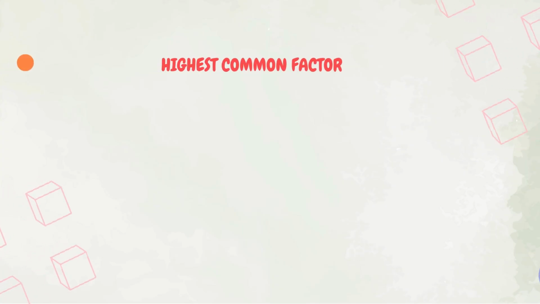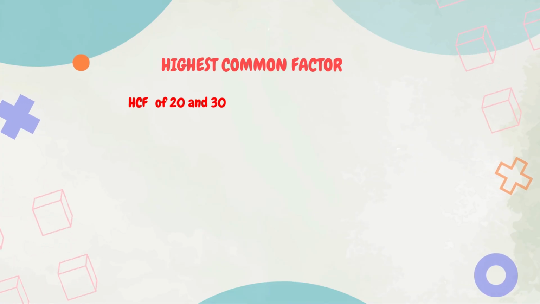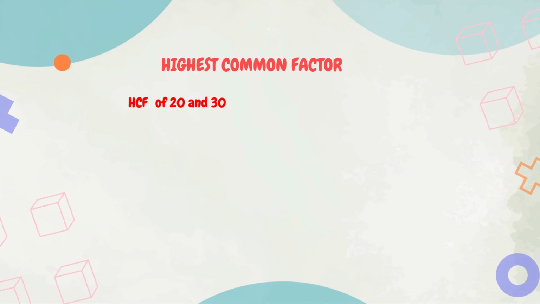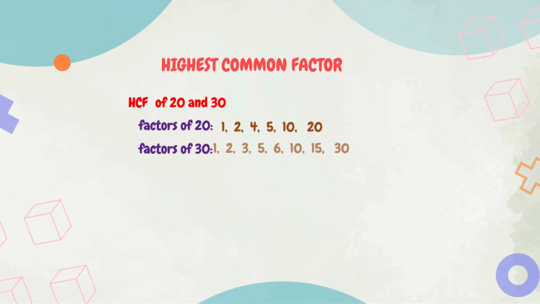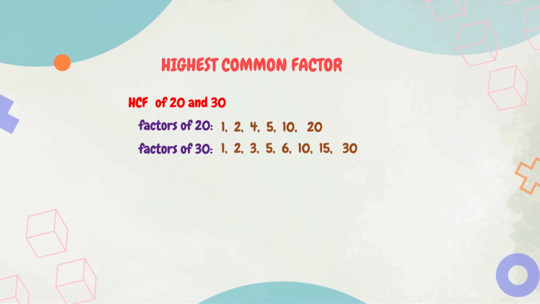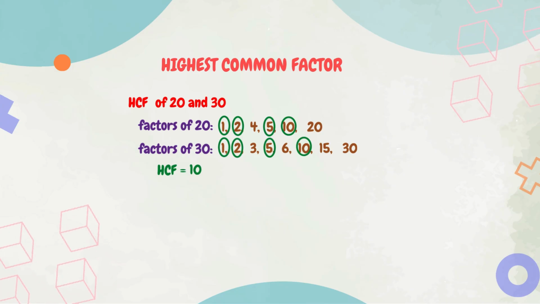Another example, what is the highest common factor of 20 and 30? Pause the video and try to find the answer, then hit play to check your answer. The factors of 20 are 1, 2, 4, 5, 10, and 20, while the factors of 30 are 1, 2, 3, 5, 6, 10, 15, and 30. The common factors of 20 and 30 are 1, 2, 5, and 10. The largest factor is 10, therefore the highest common factor of 20 and 30 is 10.